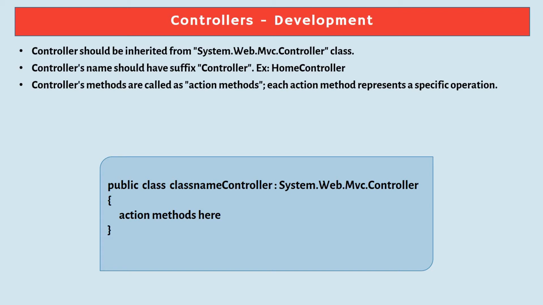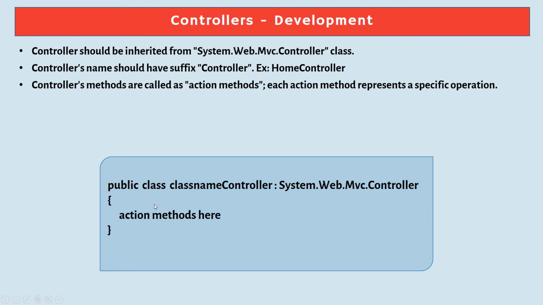This is the look and feel of the controller class. Optionally it could be a public class. If it is a public class, it is accessible from other applications, other projects in the same solution. After your class name, you have to mention the suffix Controller, and it should be a child of the System.Web.Mvc.Controller class. And it can have any number of methods. All those methods are called action methods.